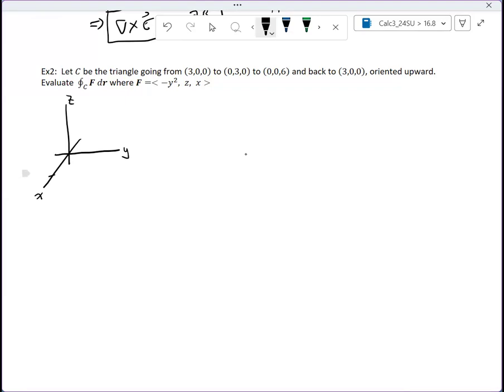So going from (3, 0, 0) to (0, 3, 0) to (0, 0, 6), and then back to (3, 0, 0). So this oriented curve is the curve C. And we have enclosed here a triangle. This is oriented upwards, so the normal has a positive z component.